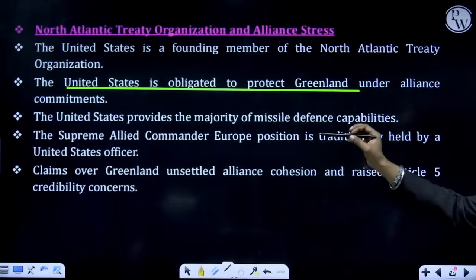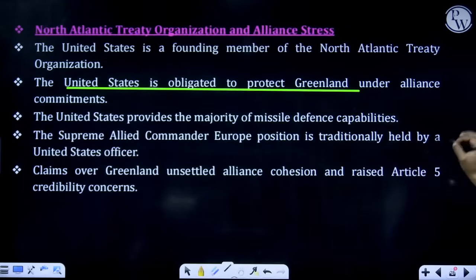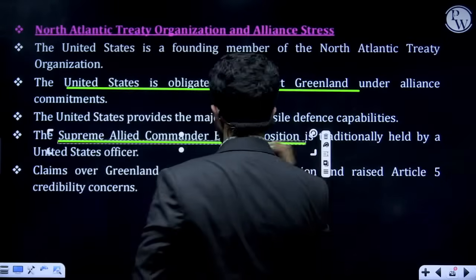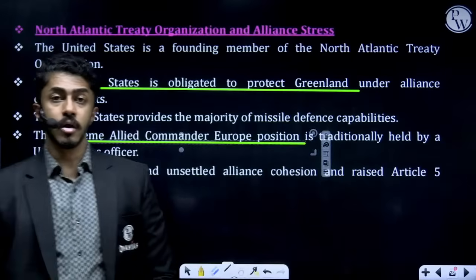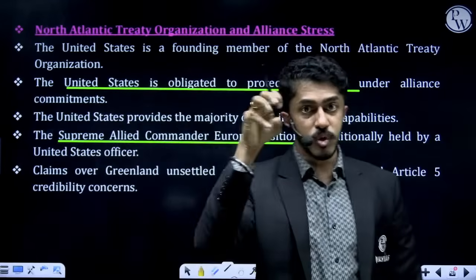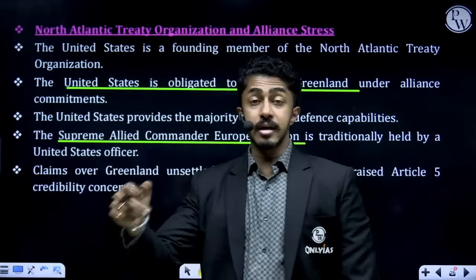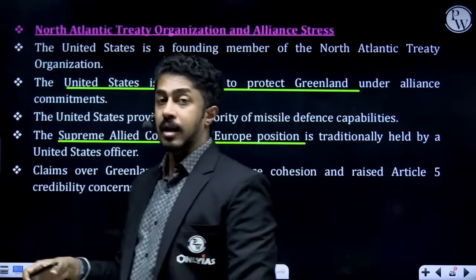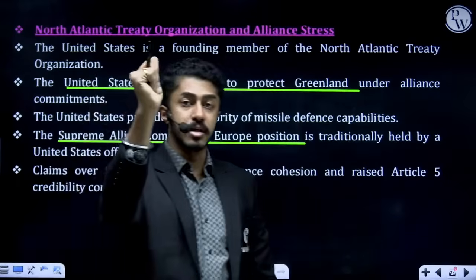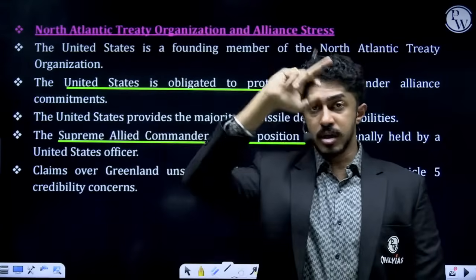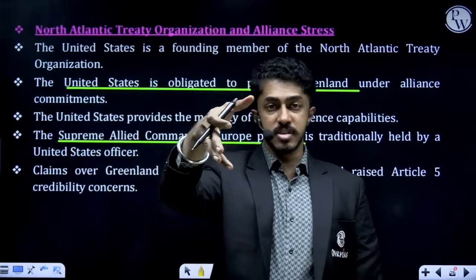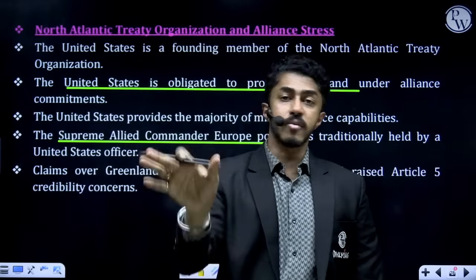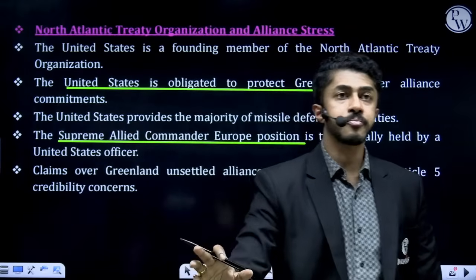The United States provides a majority of missile defense capability. The Supreme Allied Commander, Europe, position is traditionally held by a US officer. That is the next comedy part. Already in Europe, multiple places, US military bases are there. Even in Greenland, there is a US base. So for them to attack Greenland, it will only take a fraction of a second. Once the order comes from the commander, that is the president himself, automatically what will happen? Attack will ensue. Clear?